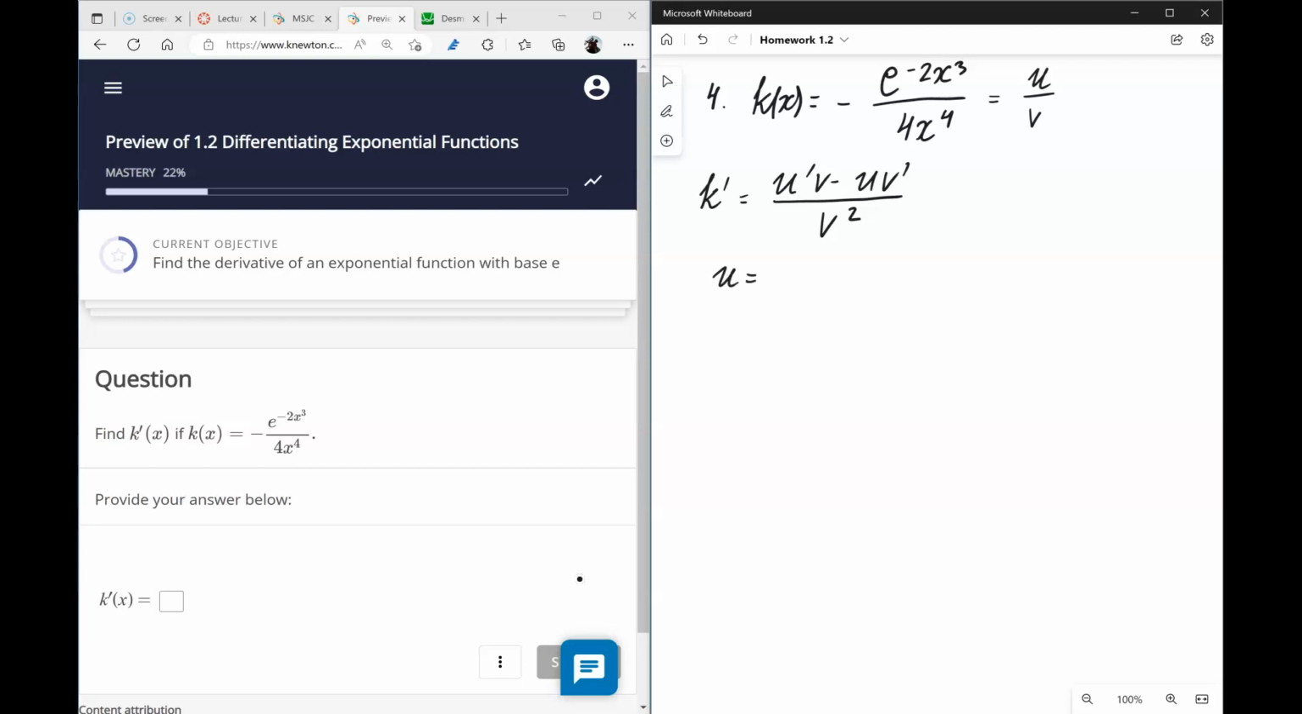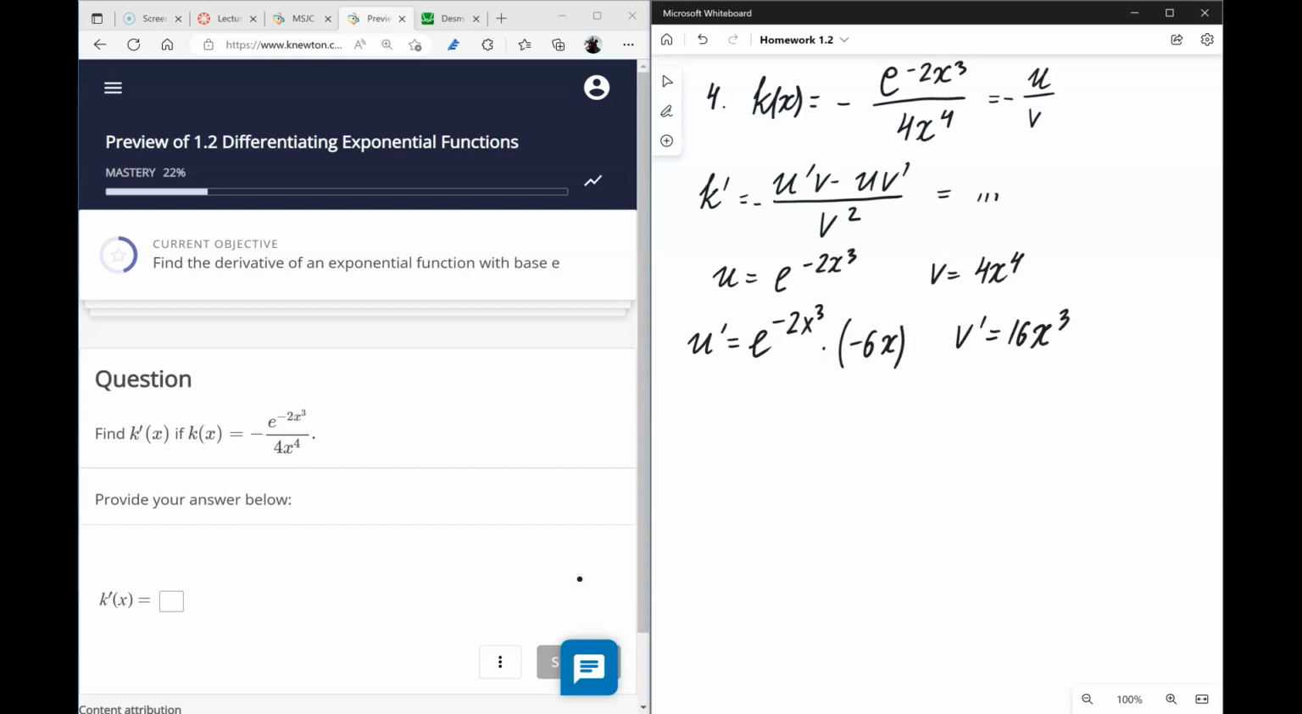And u is equal to, and we have a negative here, so negative doesn't affect the differentiation, so I'm just going to keep it here in the front. And u here is e to the power negative 2x cubed, and v here is 4x to the 4, and derivative of u is, by the chain rule, going to be e to the power negative 2x cubed times negative 6x, and derivative of v is simply 16x to the power 3.